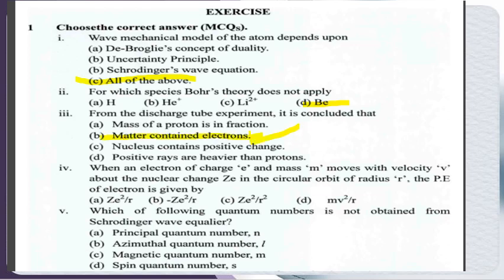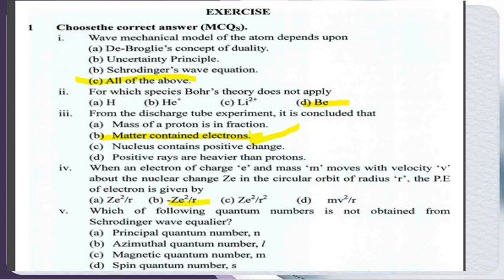Now the next one is, when an electron of charge e and mass m moves with velocity v about the nuclear charge Ze in a circular orbit of radius r, the potential energy of the electron is given by minus Ze squared upon r. As I told you, the potential energy will be with the negative sign, that is, it decreases its potential when coming into the orbit, right?